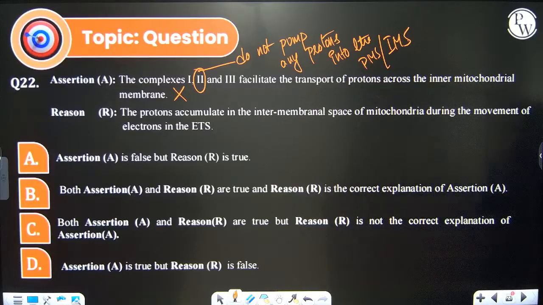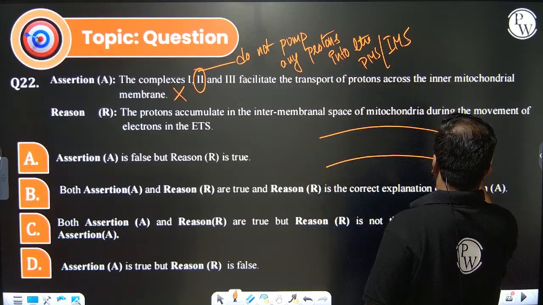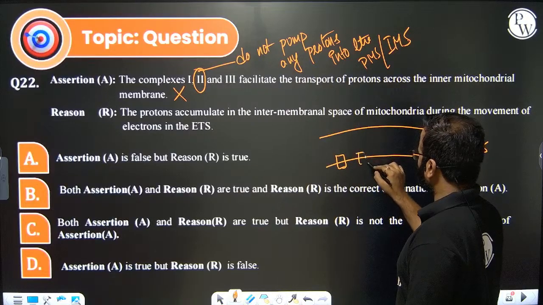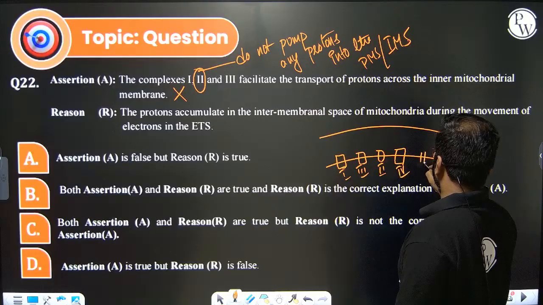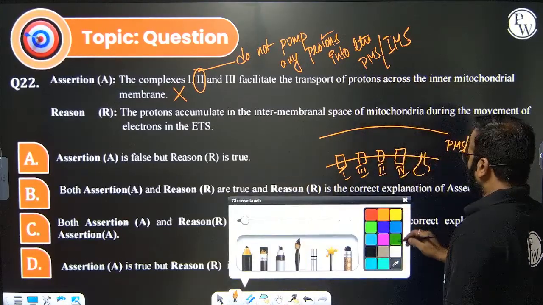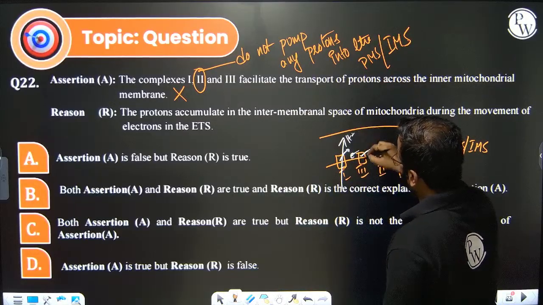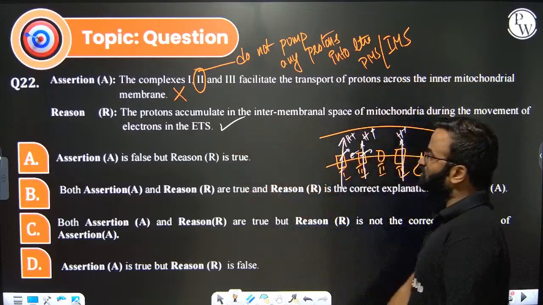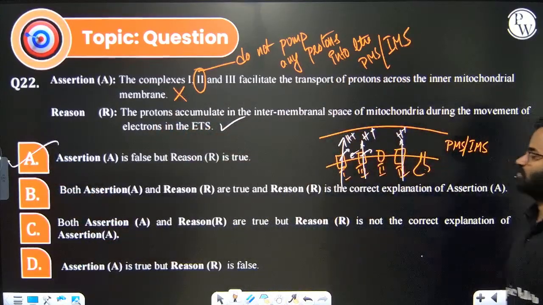Next, the protons accumulate in the intermembrane space of mitochondria during the movement of electrons in the ETS. Yes, see here, this is our PMS or the IMS, perimitochondrial space or intermembrane space. This is your complex 1, this is your complex 3, this is your complex 2, this is our complex 4, this is our complex 5. So while electrons are being shuffled from one to the other, protons are being pumped into the intermembrane space. So yes, the reason statement is true. So if that is wrong and this is right, A is our answer.